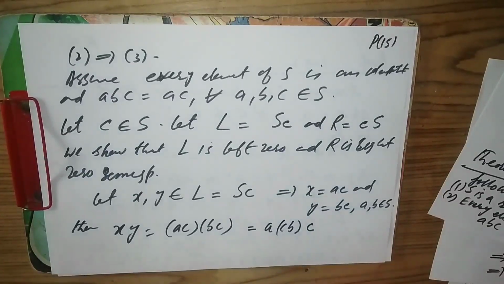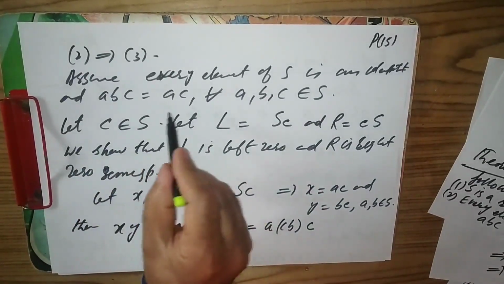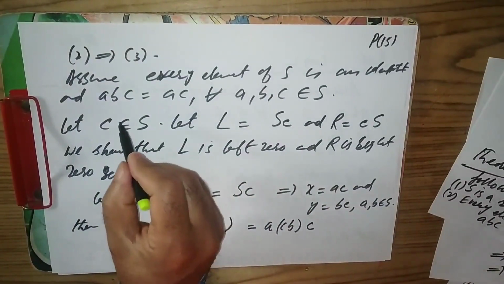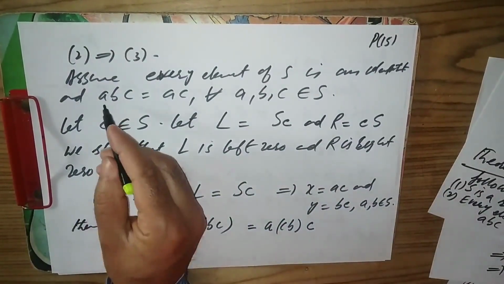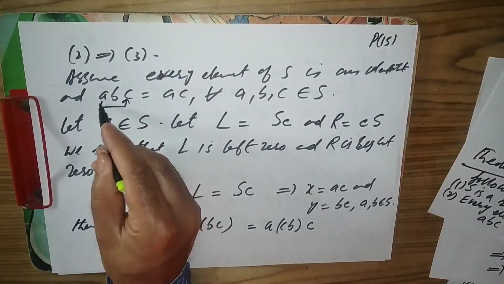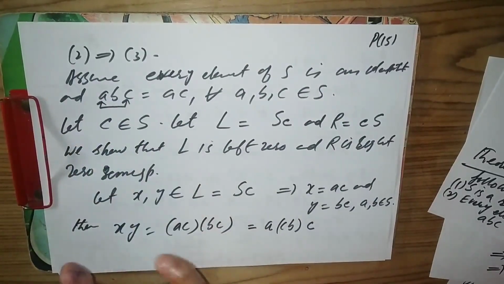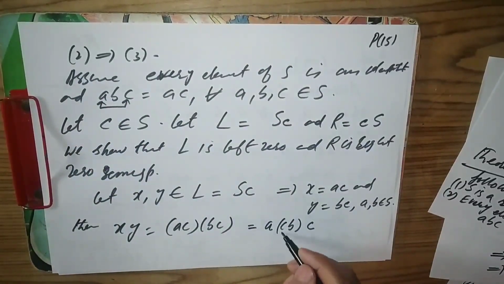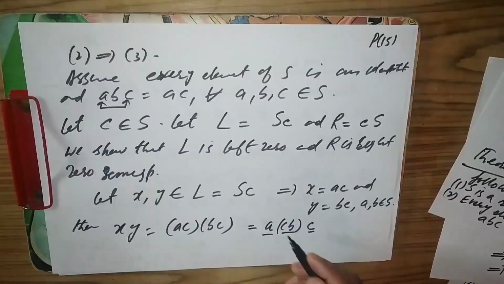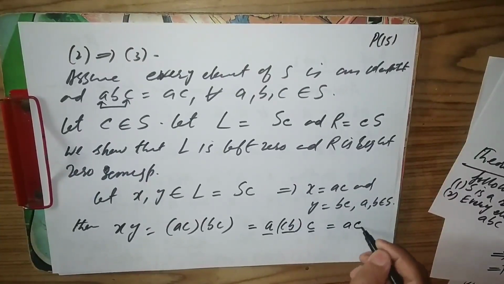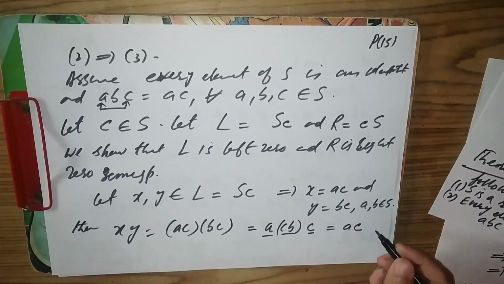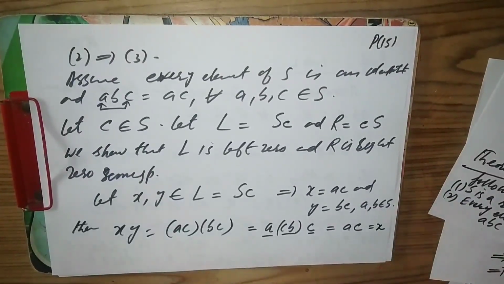C. Now look at this. ABC is equal to AC for all A, B, C in S. So it's the product of the last two elements. Similarly, ABC is equal to AC, so here A, then CB, then C. So it's also the product of the last two elements. It's equal to AC by our given condition. What's AC? AC is X. So therefore L is a left zero semigroup.